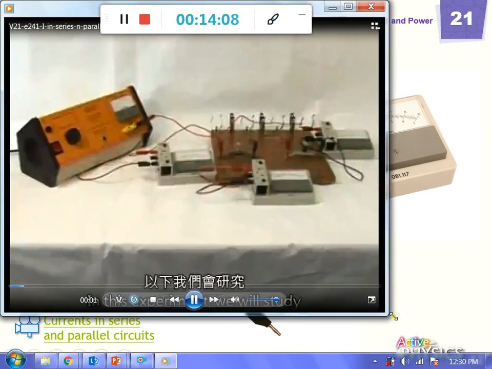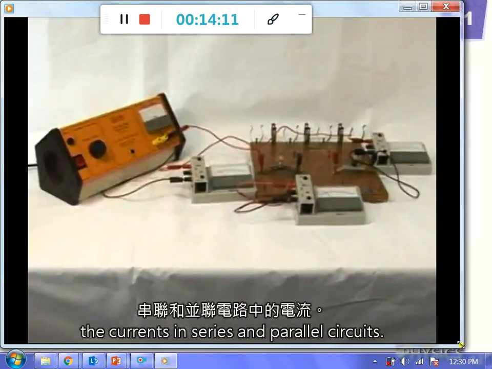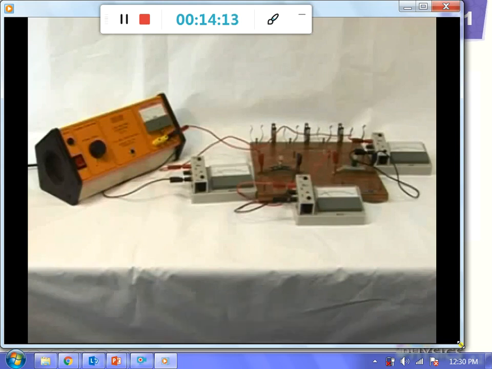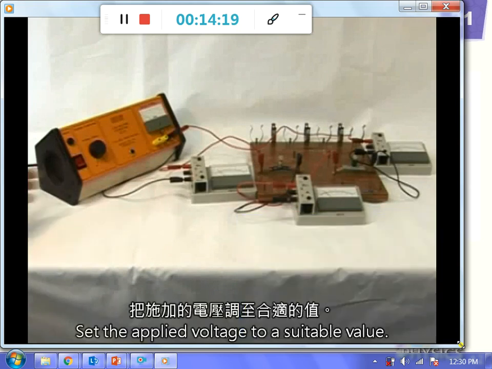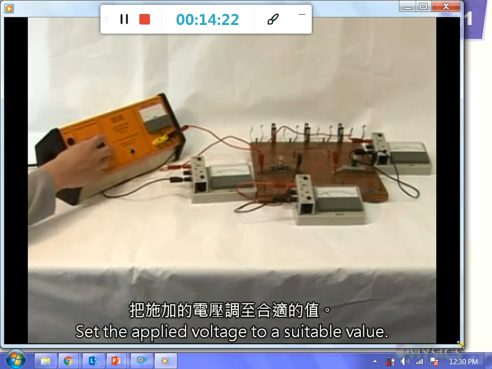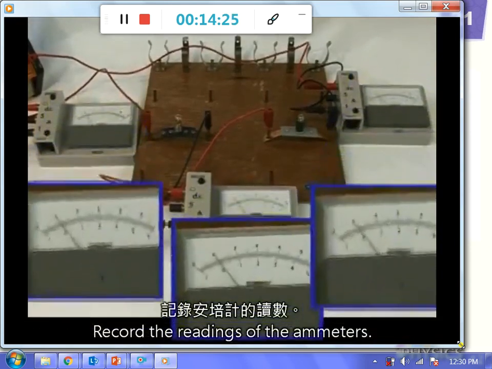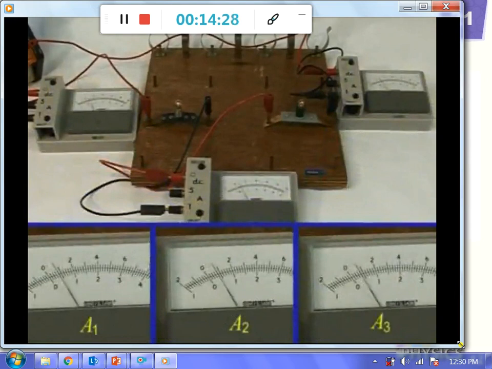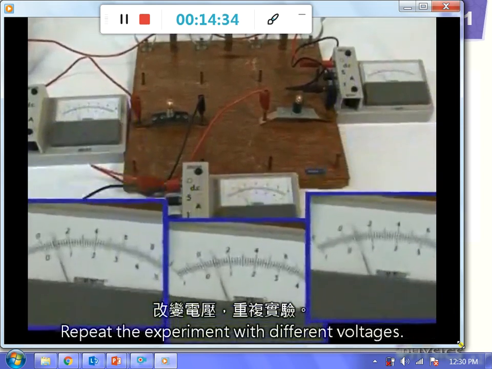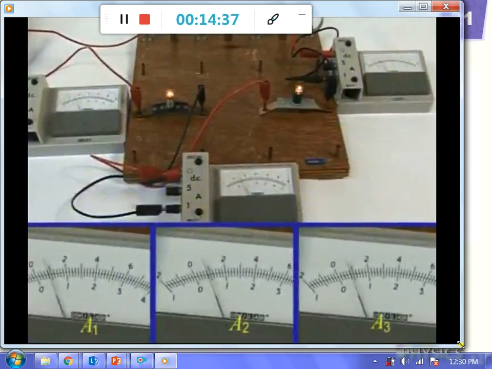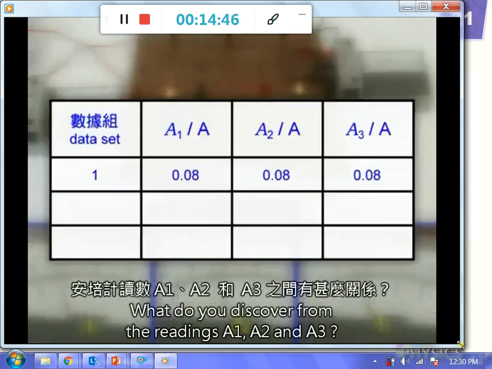In this experiment, we will study the currents in series and parallel circuits. Connect 2 identical bulbs in series. Set the applied voltage to a suitable value. Record the readings of the ammeters. Repeat the experiment with different voltages. What do you discover from the readings A1, A2, and A3?